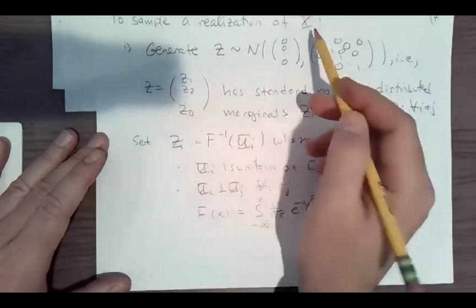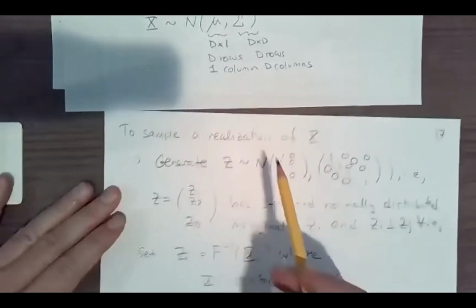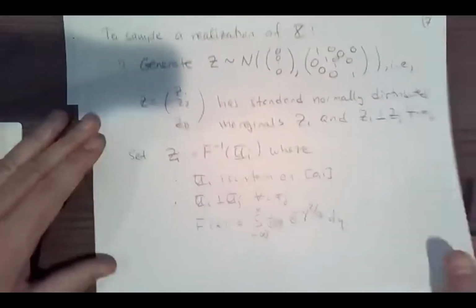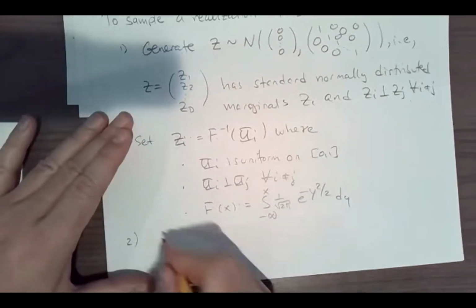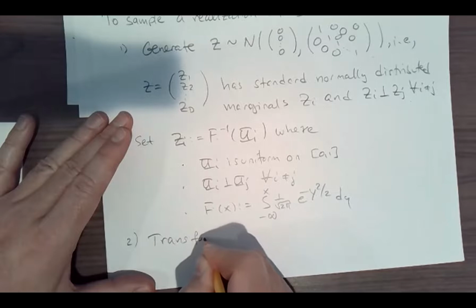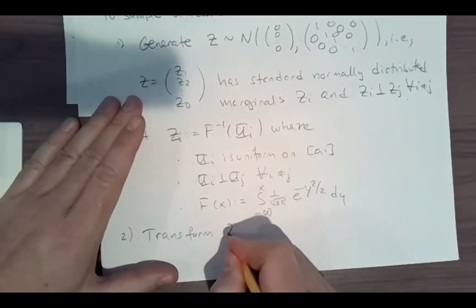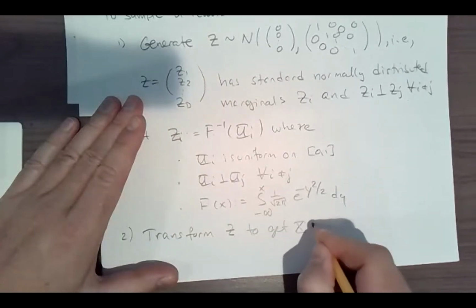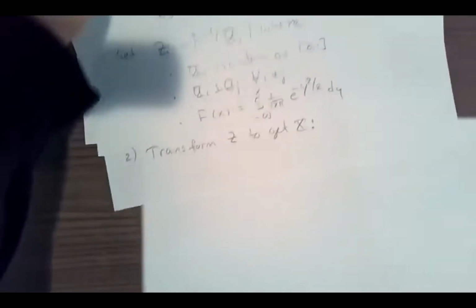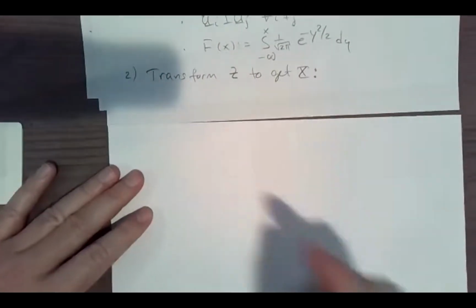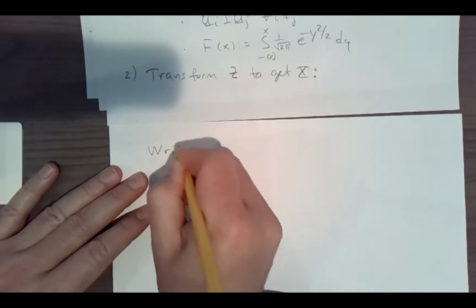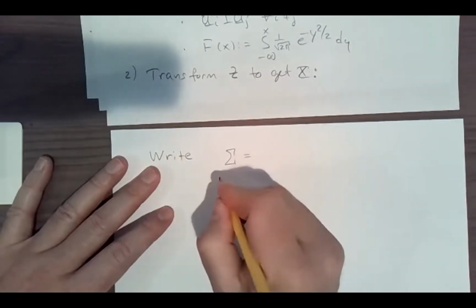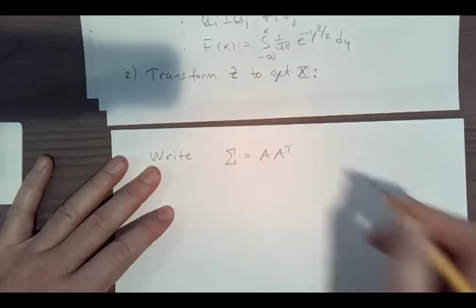To move from the Z's into the X's, and remember, X is the one that has a much more complicated structure, with a mean and a variance-covariance matrix, the second step is you're going to transform this vector to get X. And how we're going to transform, this is where the tricky part comes. You're going to write sigma, the variance-covariance matrix, as A transpose.